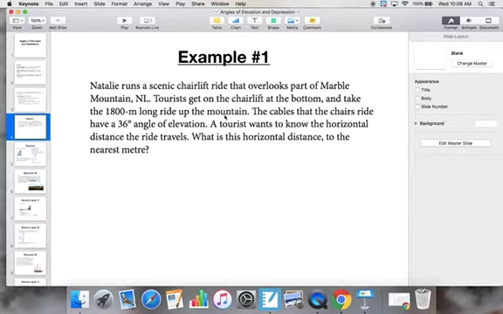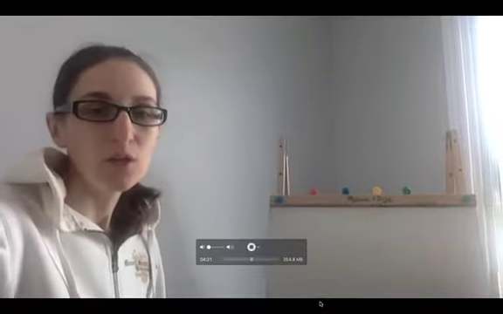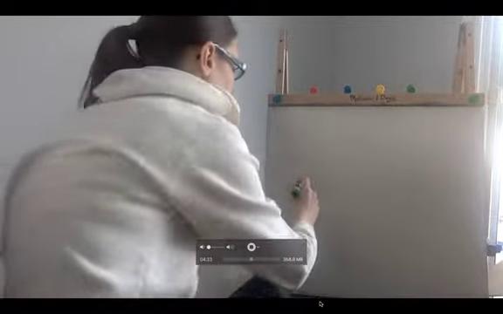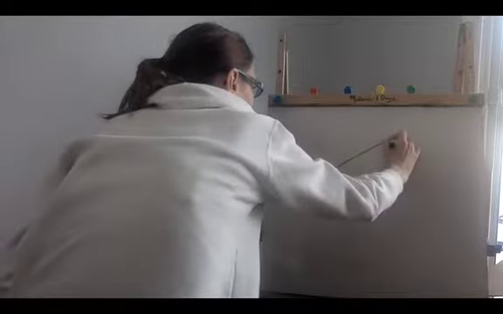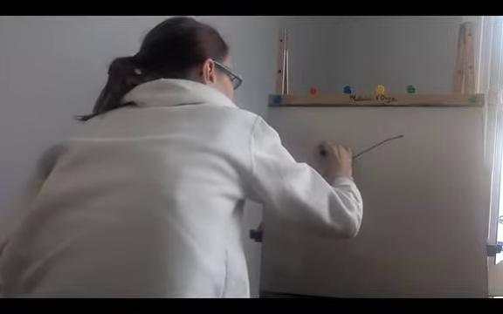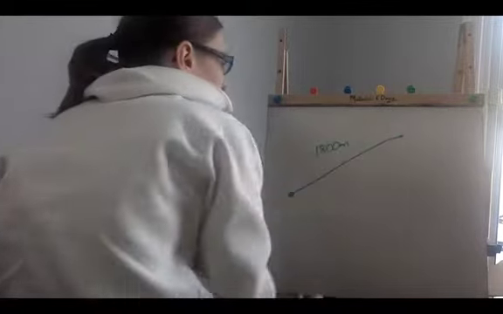Okay, so I'm reading this. We get on a chairlift at the bottom, and we take an 1,800-meter long ride up the mountain. So by setting that up, here we get on the chairlift, and we're going up the mountain, and the length of the ride is 1,800 meters.